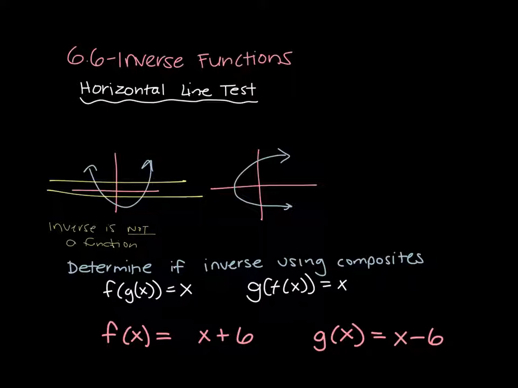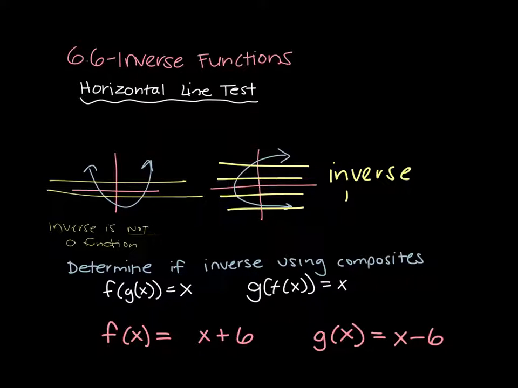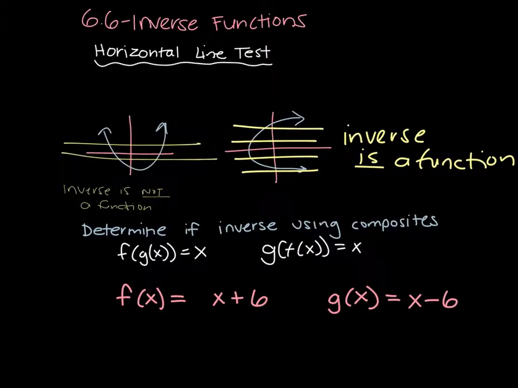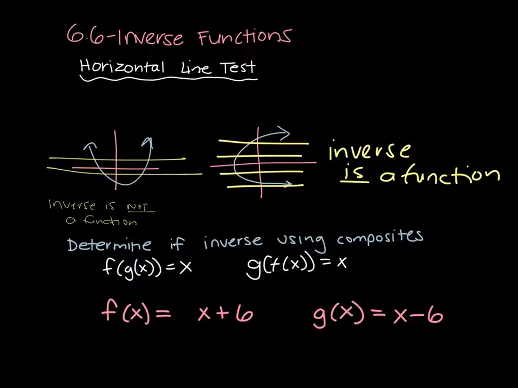How about the second one? If I draw horizontal lines through this one, does it hit at more than one point? It doesn't, right? None of those horizontal lines hit at more than one point. So this one, the inverse is a function. So this should be an easy gimme question because it's either a yes or a no, and the instructions say what kind of line to use. It says use the horizontal line test to determine if the inverse is a function.